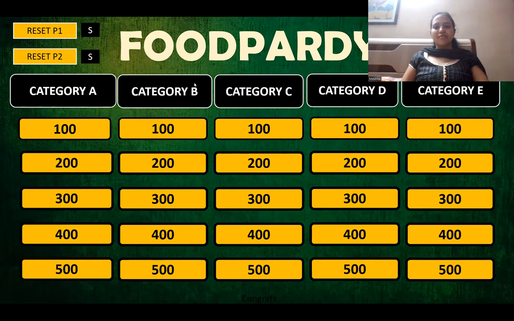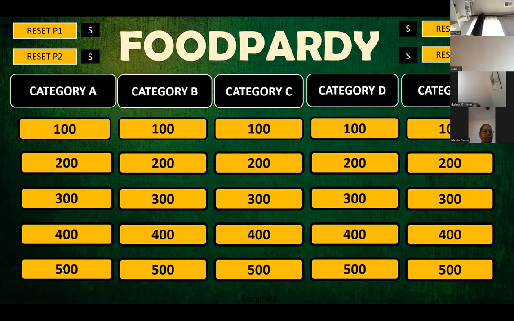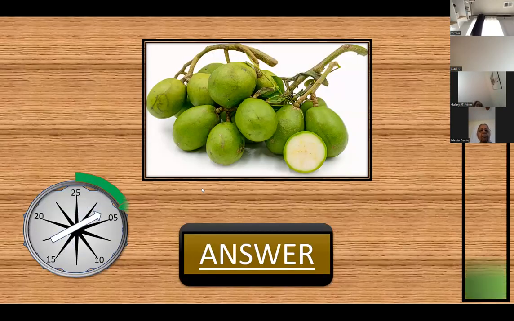I'm here. I'm ready to go. Okay, so start. 500. 500 which category? A. Category A for 500. Right at the start, he goes for the bigger number. Okay. And the answer is, Kishanji, what do you think?